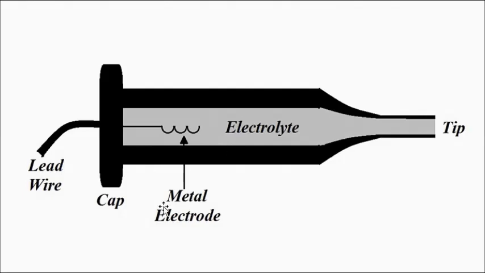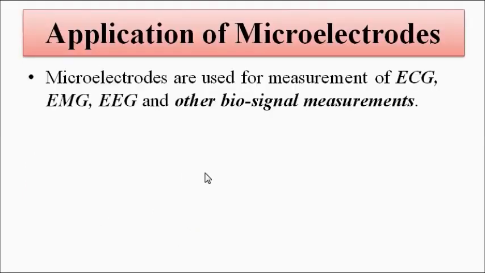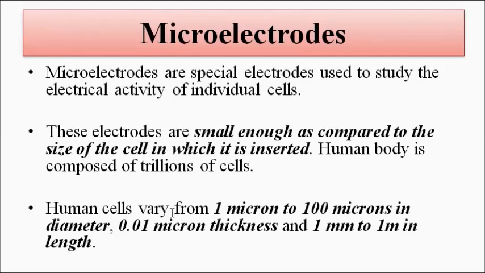So this is the metal microelectrode, and these microelectrodes, be it glass or metal, are used for measurement of electrocardiogram, electromyogram, electroencephalogram, and other biosignal measurements also. So this is all about the microelectrodes. It's a very good concept related to the electrodes used in biomedical instrumentation.